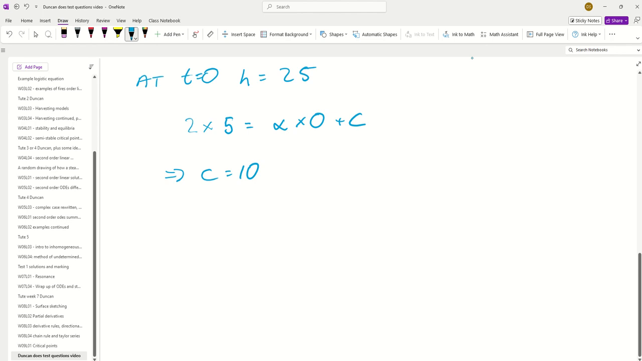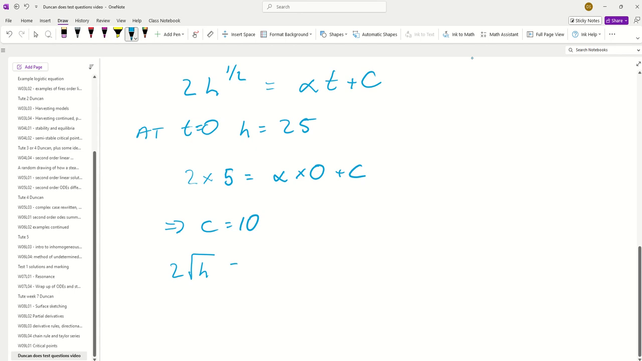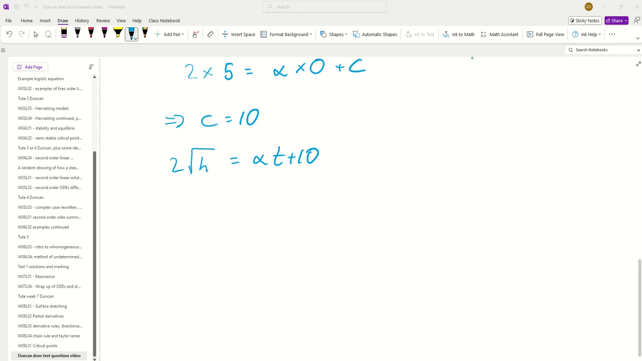So now we found that 2 square root h is equal to alpha t plus 10. That's the explicit form for the height of the plant over time. We don't know the alpha at this point. We need to work that out, and we can do that because we've got another measurement of time.